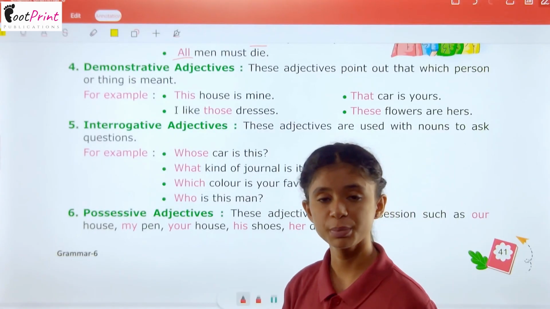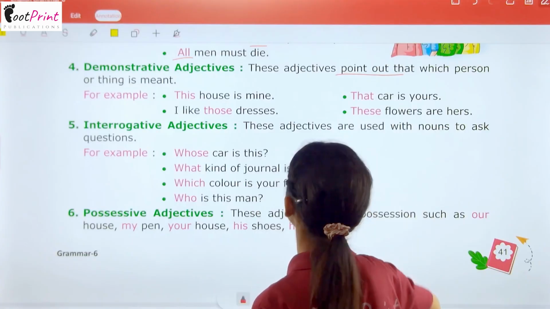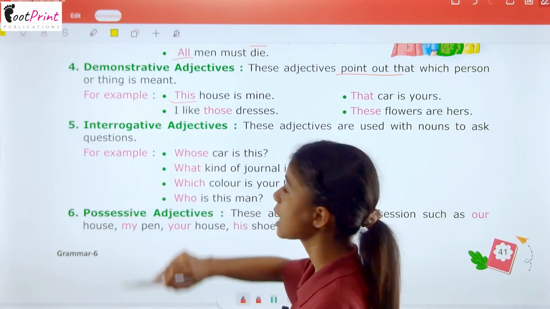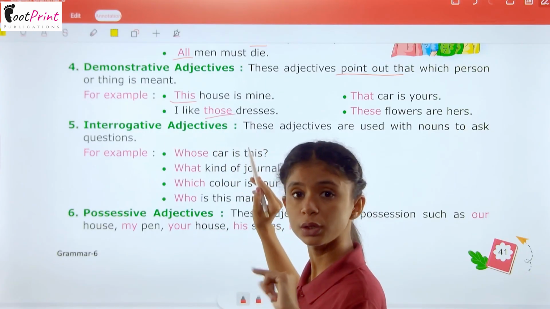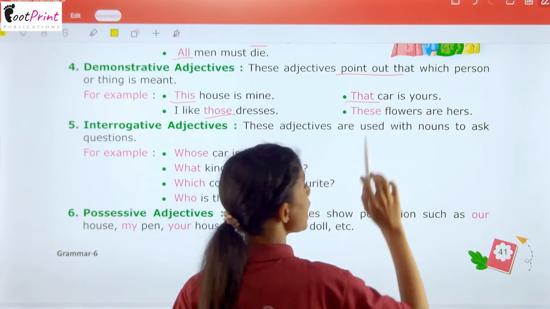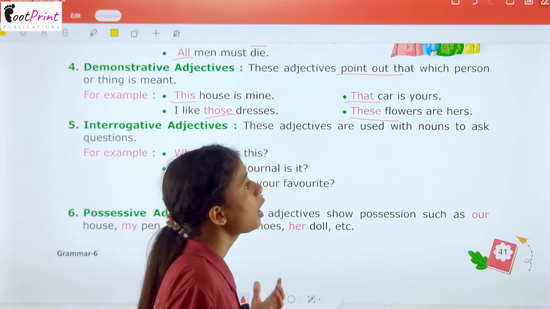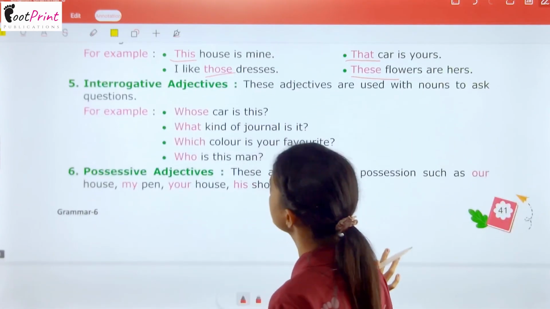Next, we have demonstrative adjectives. To demonstrate means to point, to denote. So, these adjectives point out which person or thing is meant. For example, this house is mine. We are pointing it out. I like those dresses. That car is yours. These flowers are hers. So we are pointing out the particular thing.